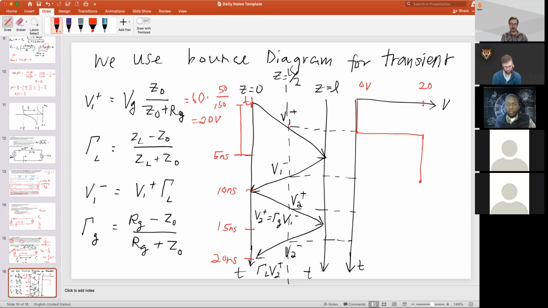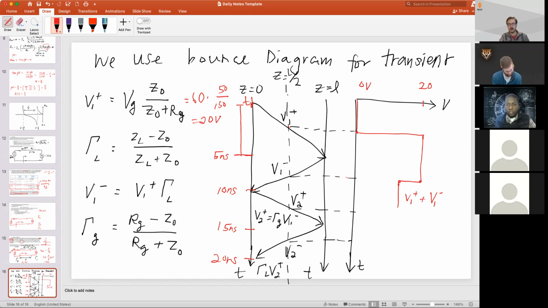And at this point, we can see that the wave has returned and we've got down here. We need to figure out what V1 minus is. Once it hits, it's going to have some different value that's going to be V1 plus plus V1 minus at this point. And this process will continue on down the line. And you could do this for any point on the transmission line.